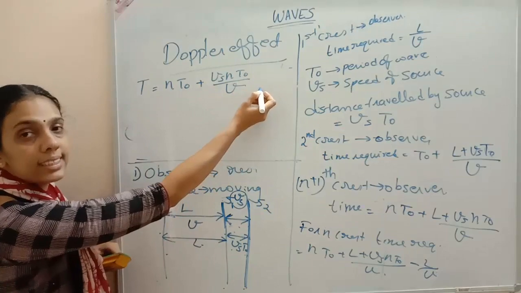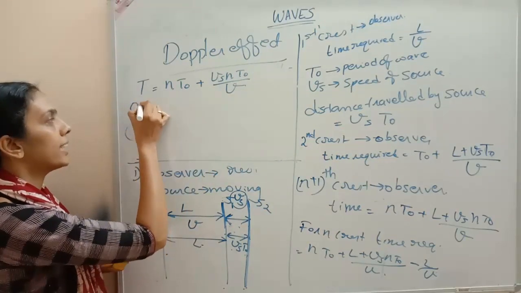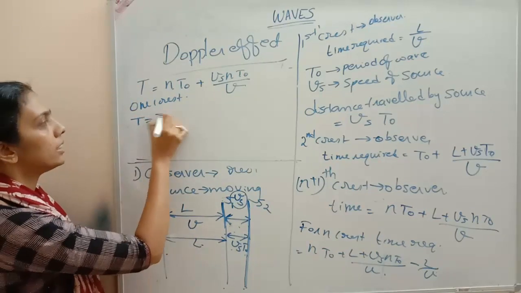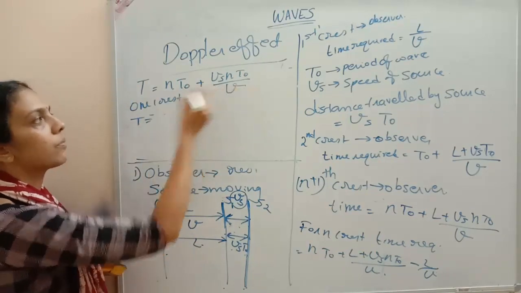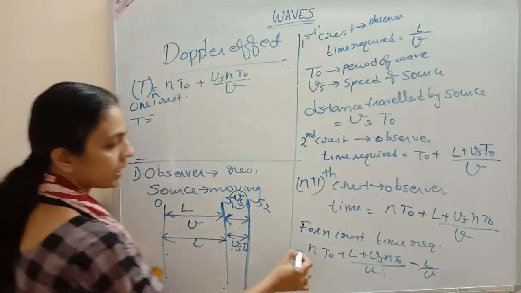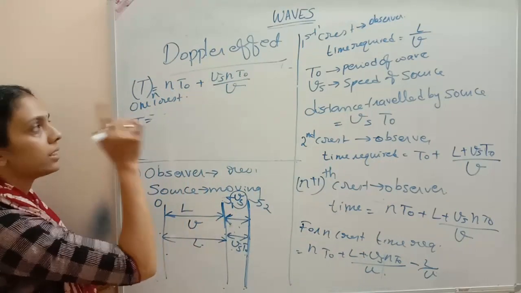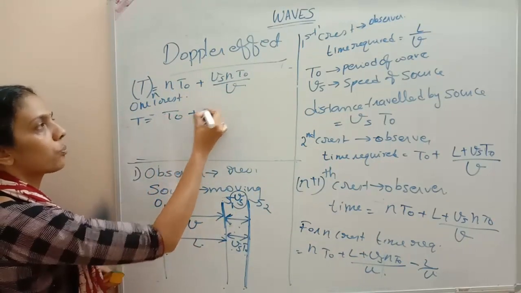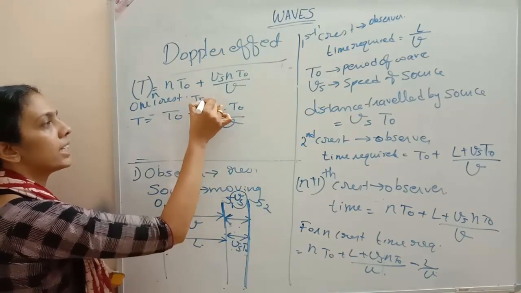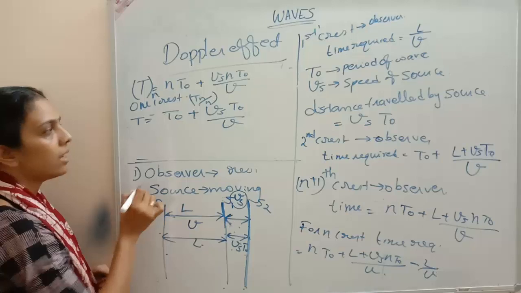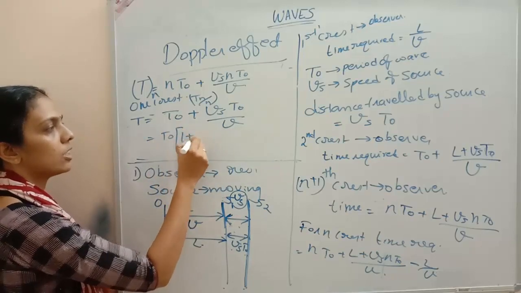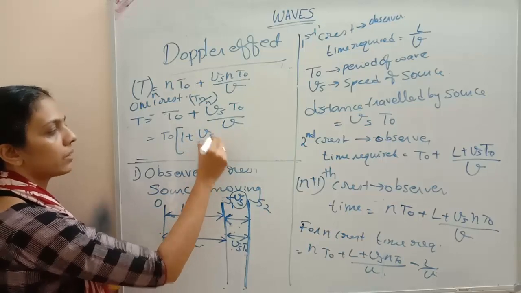So for N crests this is the time. For one crest, what will be the time required? Instead of N crests, we divide by N. So for one crest it will be T0 plus Vs T0 divided by V, since we take T by N. Okay, so here we are getting it like this. This we can write as T0 into 1 plus Vs by V.